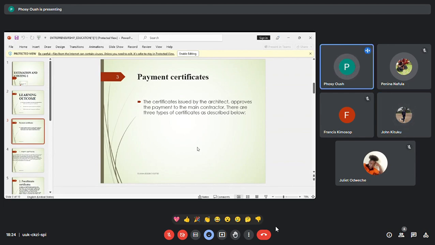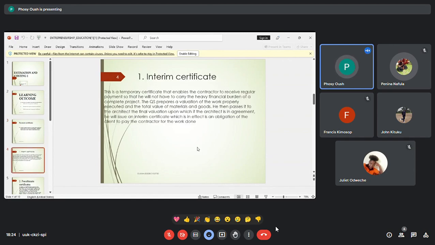So payment certificate, basically after doing work on the site, after carrying on construction work, you will be paid for the work done. So before that amount is being paid to you, you will be required to have this certificate so that you can get your money. So our first certificate is the interim certificate.